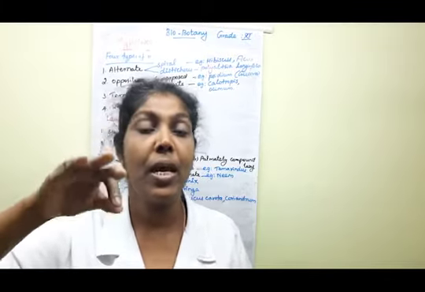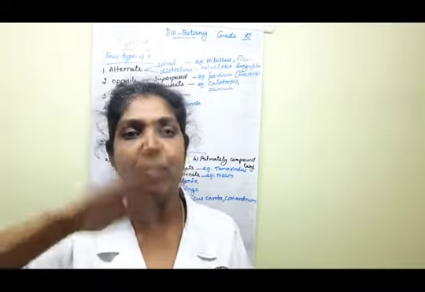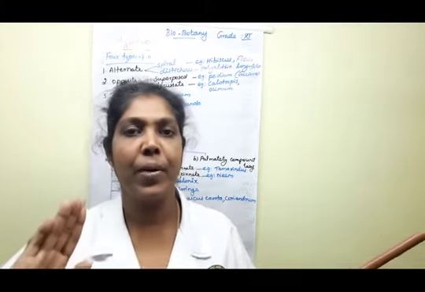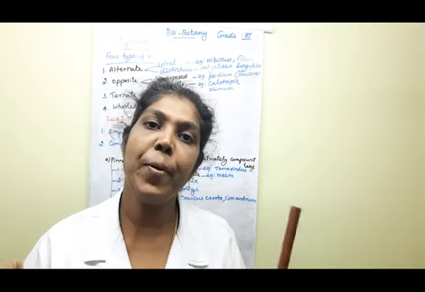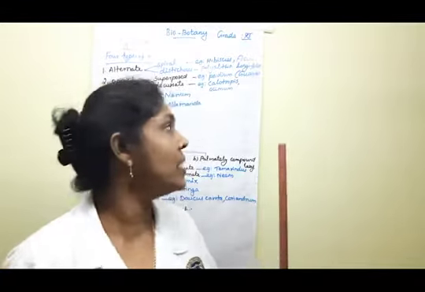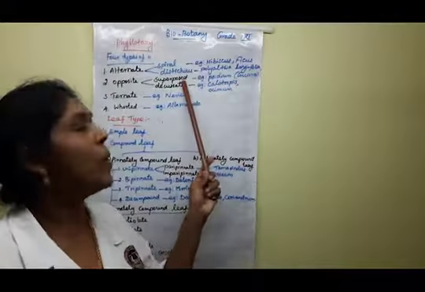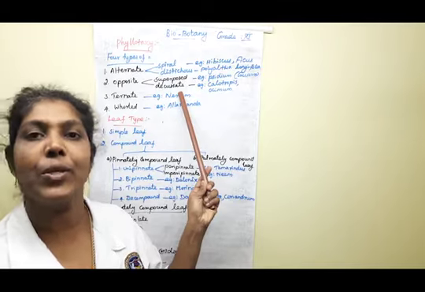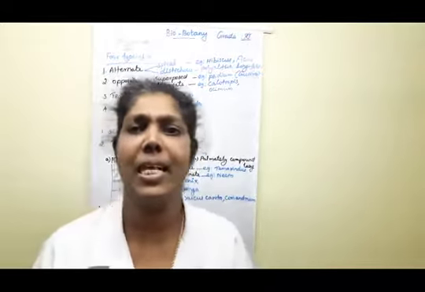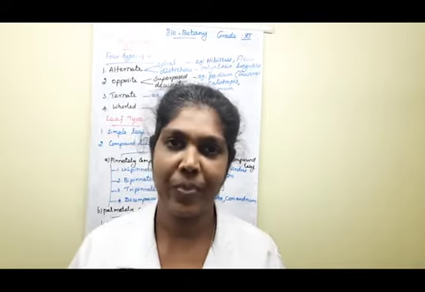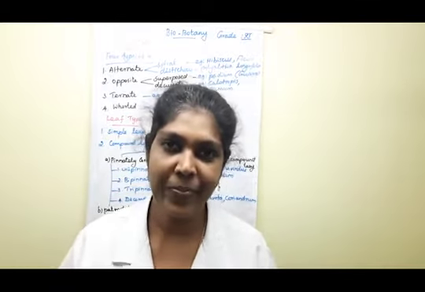Just remember, alternate has spiral and distichous arrangement. Then opposite also has 2: one is superposed and another one is decussate type. Each one, just remember certain examples also. Understood? Say yes or no?